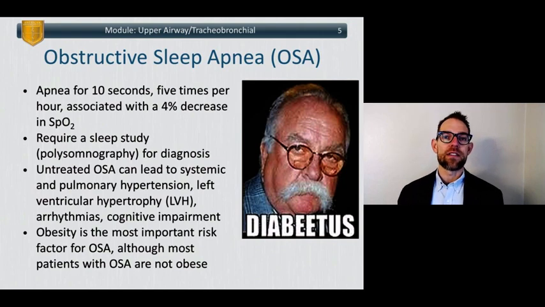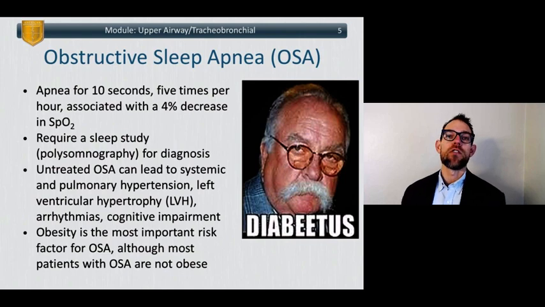So what are the general themes for obstructive sleep apnea? It is apnea for 10 seconds, about 5 times an hour, associated with a concomitant decrease in pulse oximetry of about 4%. Obviously, the gold standard for this is polysomnography. That's what you have to do to diagnose this. Certainly, all of us can look at our patients, evaluate them, and tell with a high degree of certainty whether or not they've had a sleep study that a patient likely has OSA.